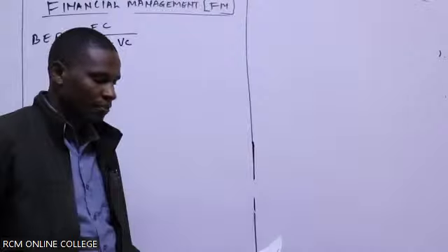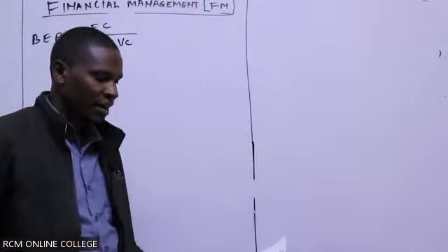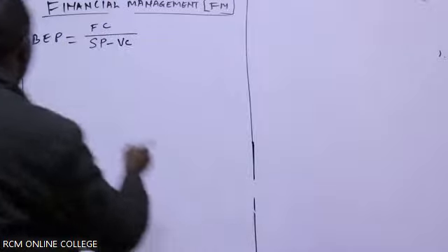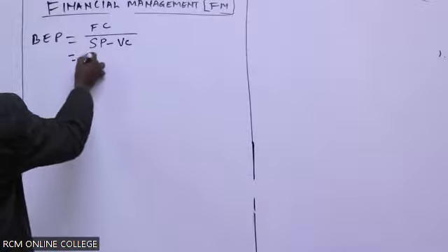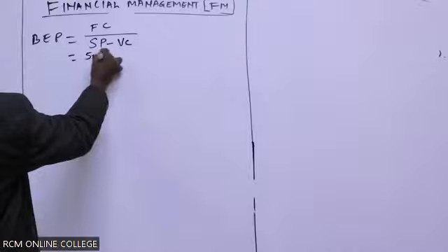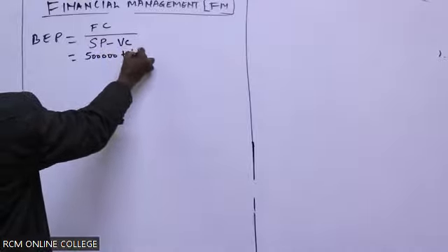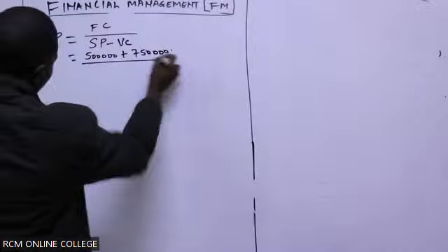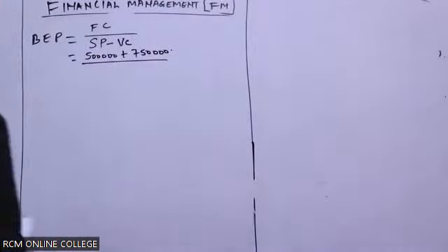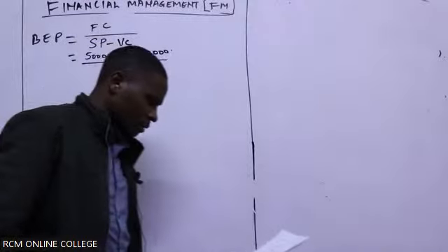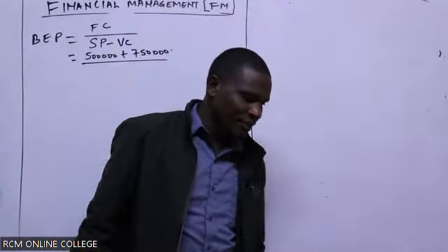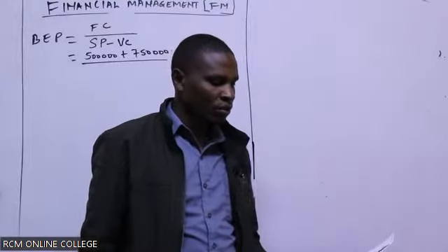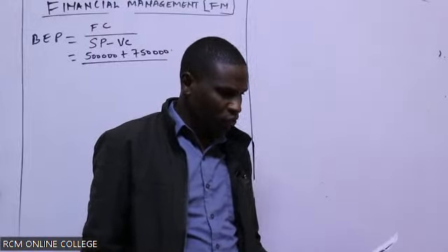Fixed financing cost is also given there as 750. So for the fixed cost here we have 500,000 plus 750,000. Now we have to determine what is our selling price. The selling price is also given: a dropper sells at 500 per piece and has a variable cost equivalent to 50%.